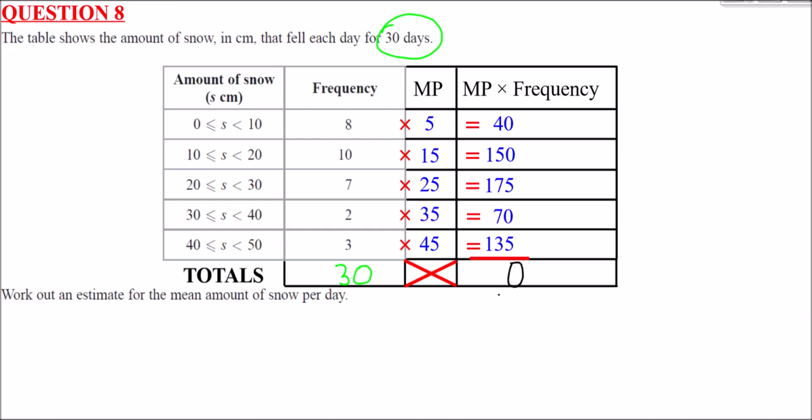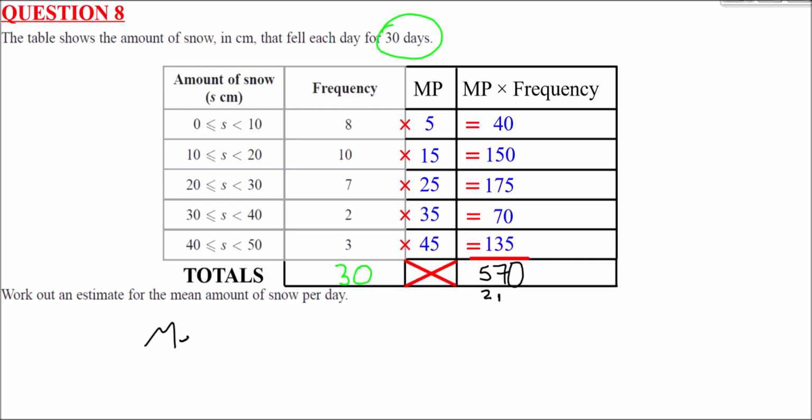Put down 0, carry 1. 4 add 5 is 9. 9 plus 7 is 16. 16 plus this 7 is 23. Plus another 3 is 26. Plus a carried 1 is 27. Put down 7 and carry 2. Finally, 1 plus 1 plus 1 is 3. Plus a carried 2 is 5, so 570.